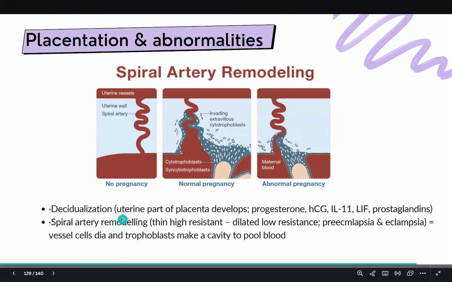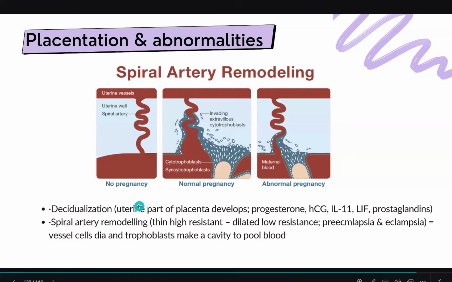decidualization, okay? This is where the uterine part, or the part of the placenta that is facing the mother, undergoes certain changes leading to the formation of placenta. Again, this happens because of the effect of progesterone, HCG, which is human chorionic gonadotropin, interleukin 11 or IL-11, again, the leukemia factor, and prostaglandins, all right? Just keep this at the back of your mind.